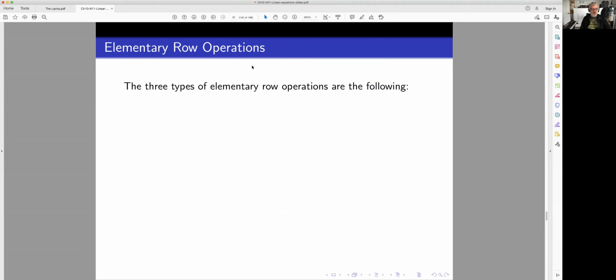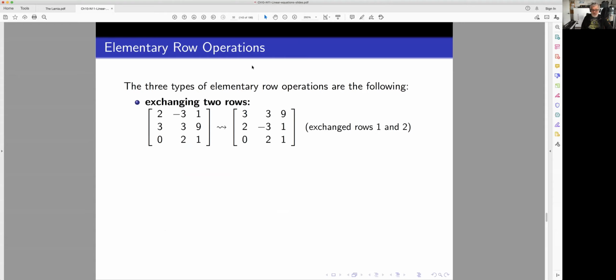Okay, so let's take a look at these elementary row operations. There are three kinds of them. Here's the first kind, which is the simplest one of all, which is exchanging two rows. What I've pictured here is a matrix, which would be our augmented matrix, let's say, and the resulting matrix on the right. I just exchanged two rows, rows 1 and 2. So I go from the first matrix to the second matrix, I flip two rows. So that's one kind of elementary row operation, exchanging two rows.